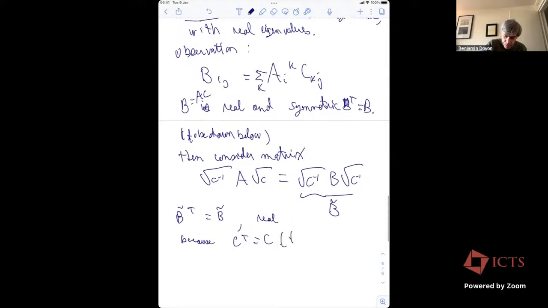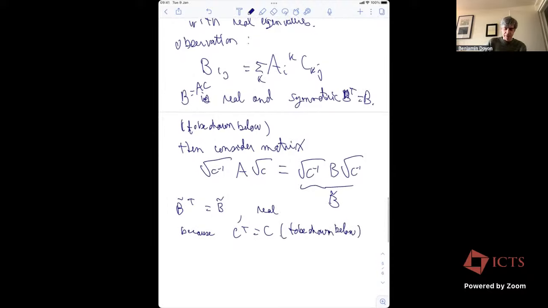And this I will write to be shown also below. And so, as a consequence, there are two things I need to show below, okay? Consequence: B tilde, since it is real and symmetric, is diagonalizable with real eigenvalues because it's real and symmetric.